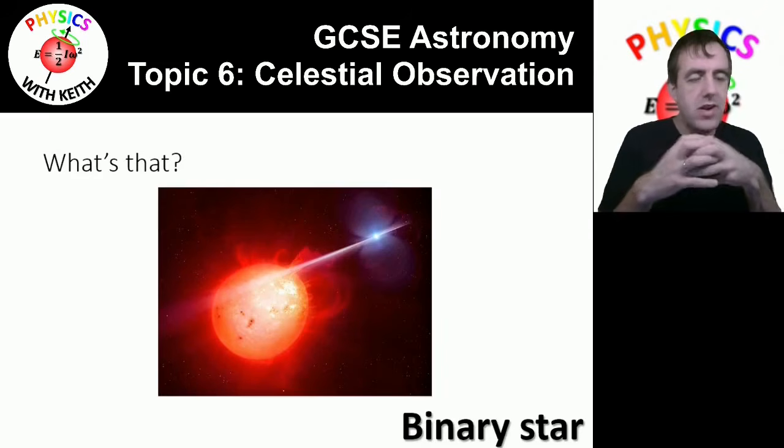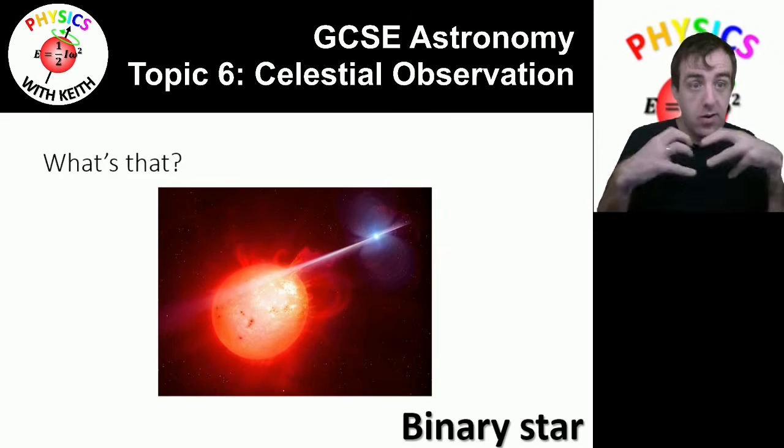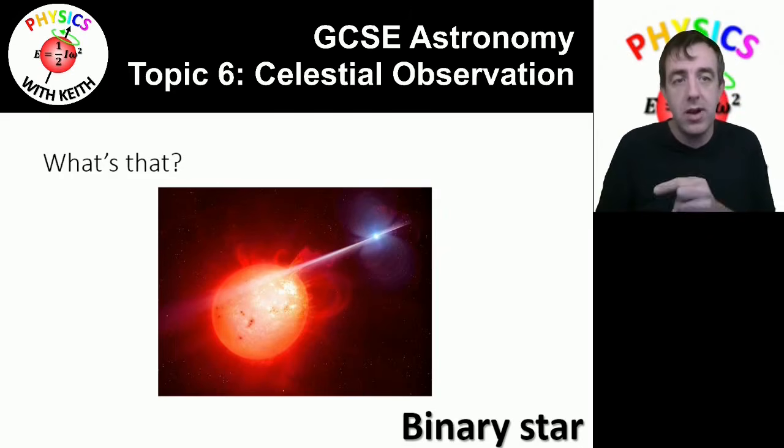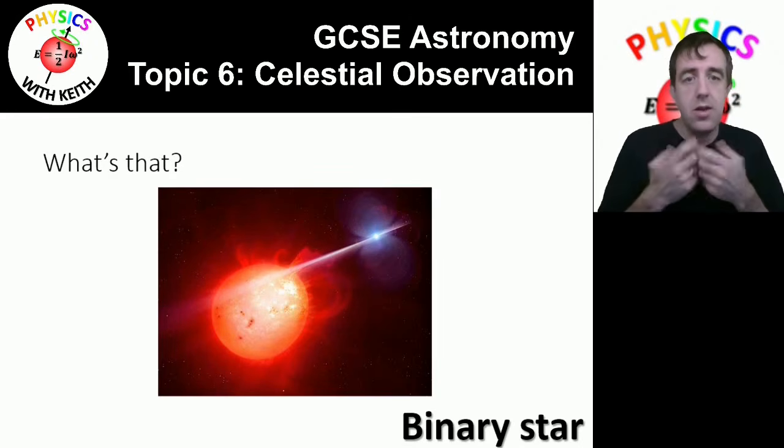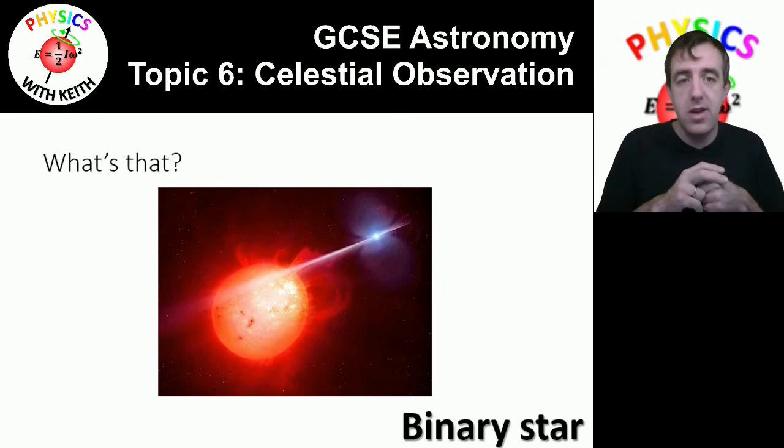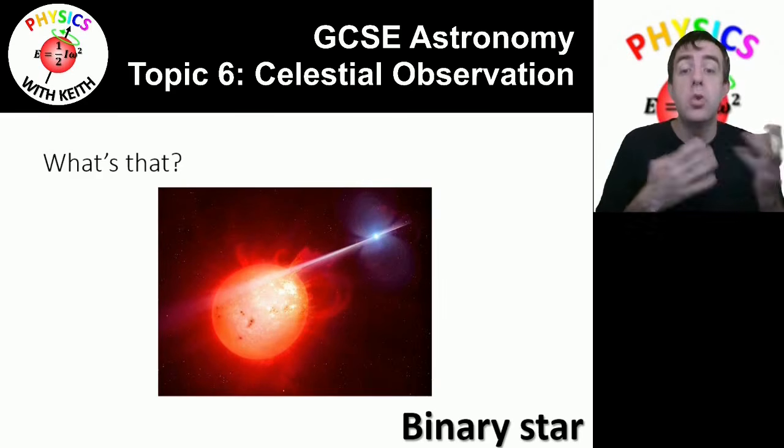But stars that are gravitationally bound to each other, they're close enough together to be bound to each other, are called binary stars. Now, usually they're so close together, with the naked eye you won't be able to see them. But if you can, you call them visual binary stars.